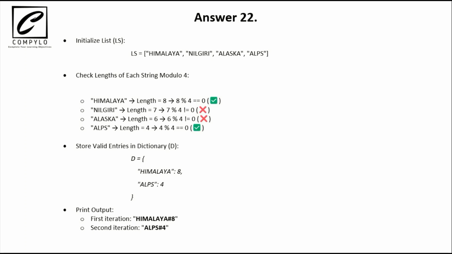So the valid entries will be Himalaya and Alps. That's why in the first iteration we will get Himalaya #8, and in the second iteration we will get Alps #4.